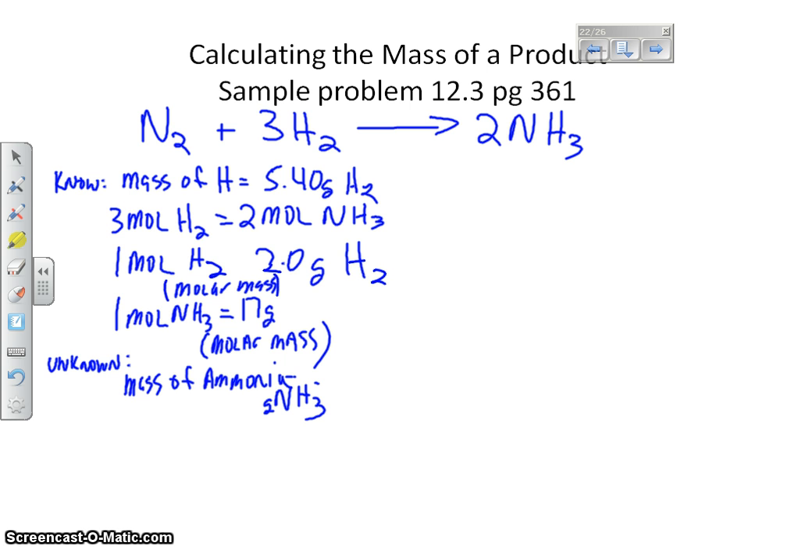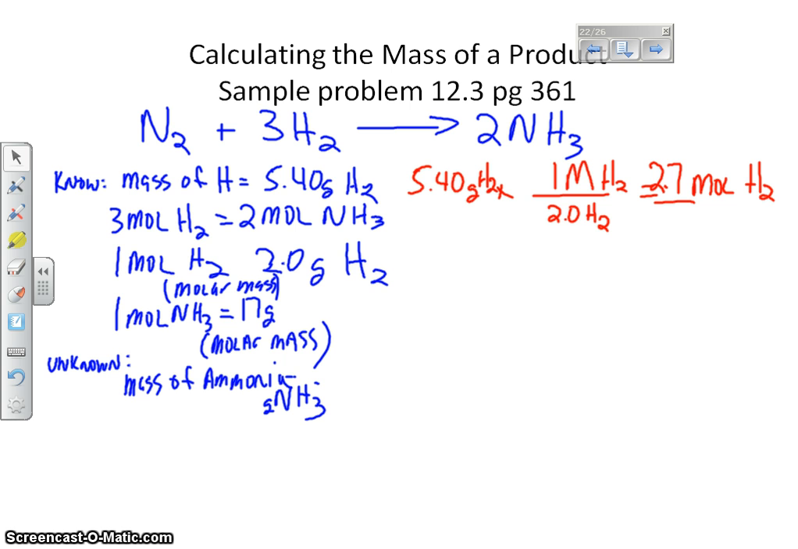Now the book says to do all of this all in one line. I don't like to do that. I like to use the steps that I outlined before. Step number 1, change the mass of a given to moles of given by using the molar mass of the given. So our equation that is set up is 5.40 grams times 1 mole of H2 over 2.0 grams of H2, that's the molar mass, will equal 2.7 moles of H2. Alright, so step number 1, change the mass of the given to the moles of the given by using the molar mass of the given.